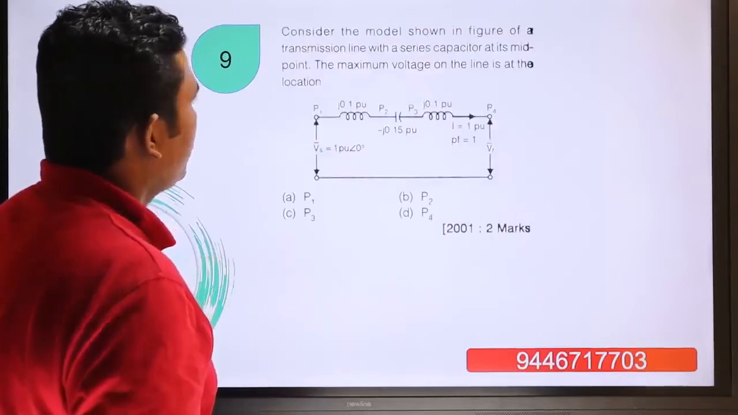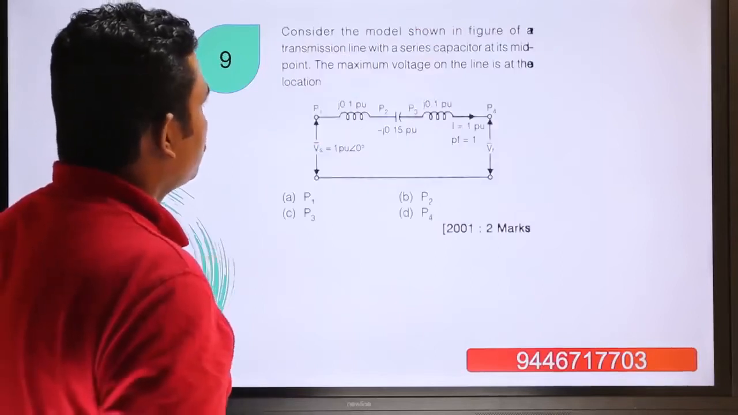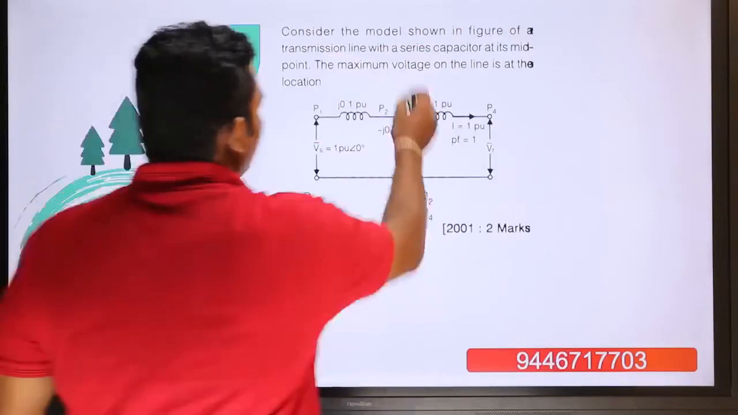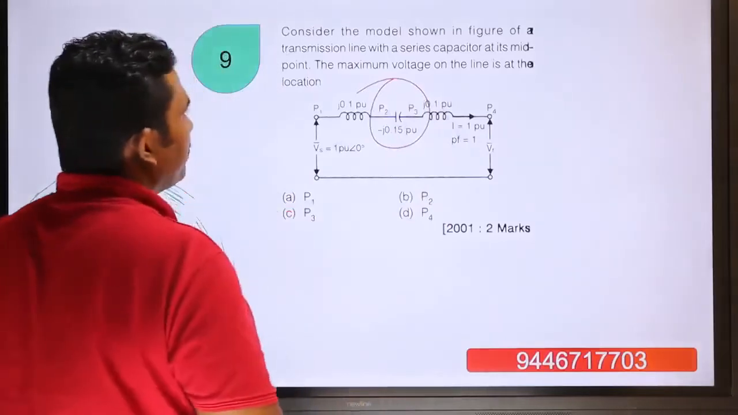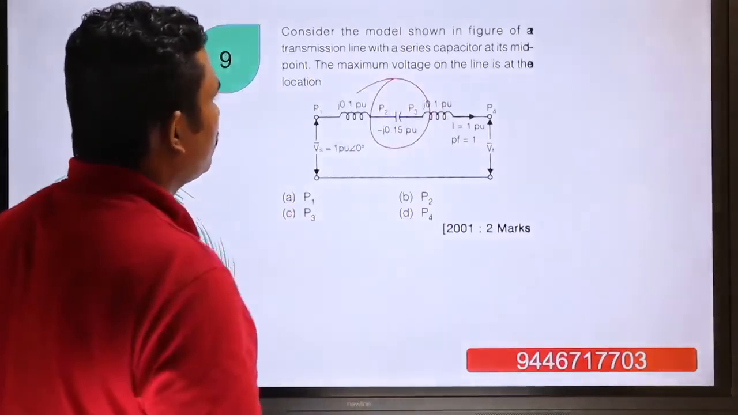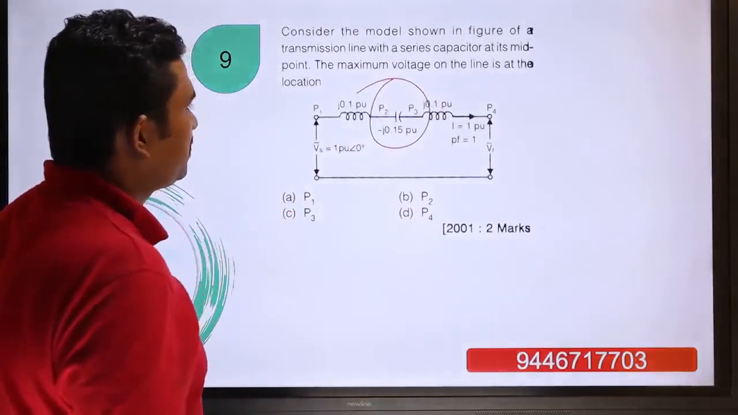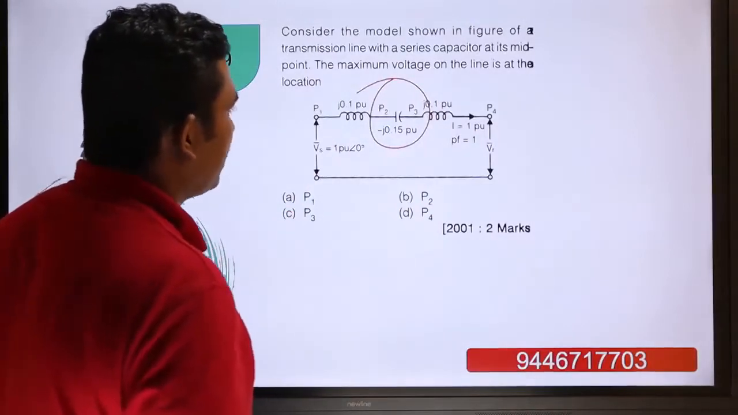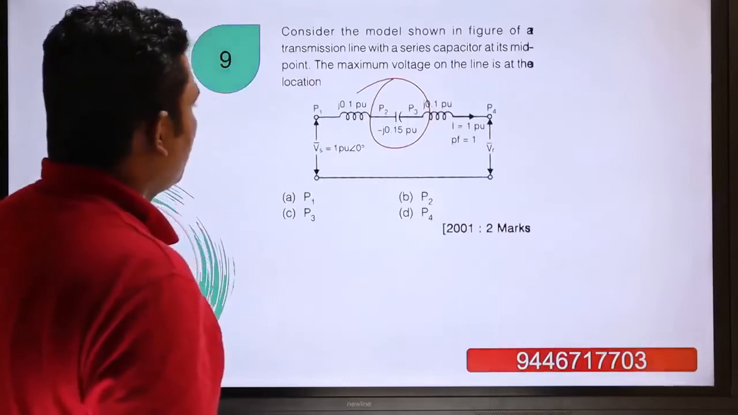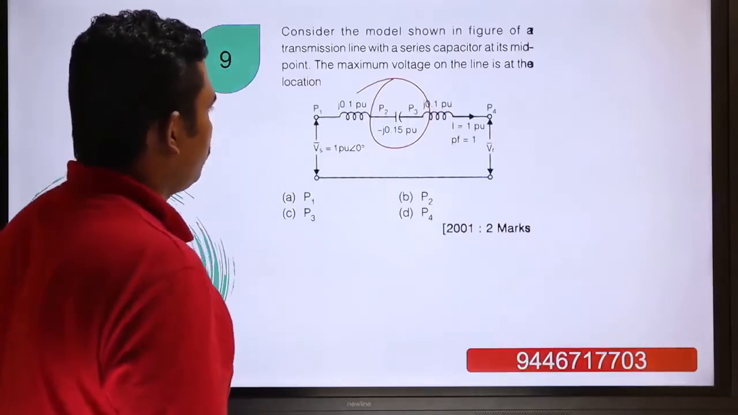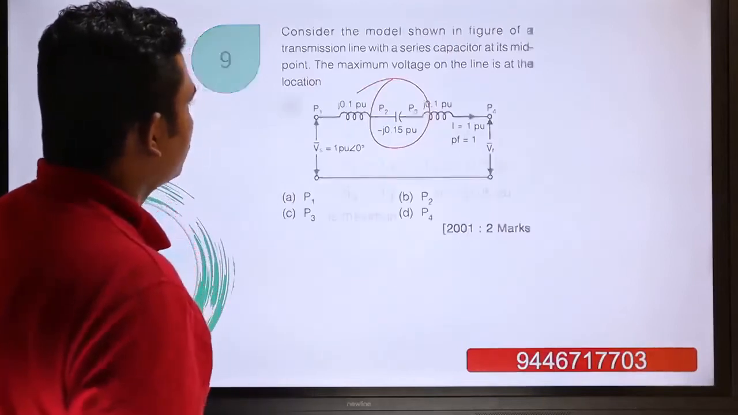Moving into question number 9, consider the model shown in the figure of a transmission line with a series capacitor at midpoint. The maximum voltage on the line is at which location? So we will have to find at which location the maximum voltage is happening. The sending end voltage is equal to 1 per unit angle 0. So let us start doing this question.